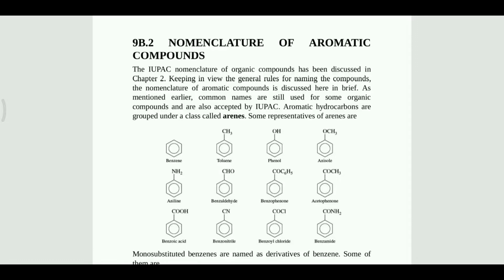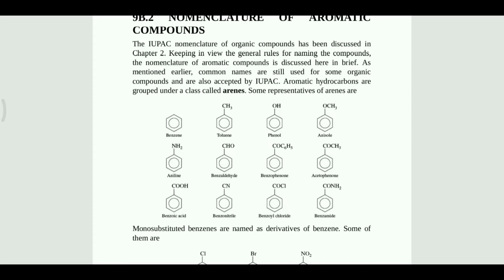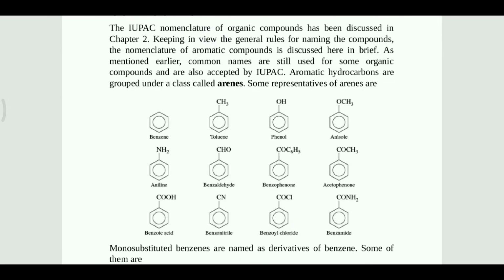We all know in aromatic compounds the first priority is benzene. Whenever we attach a CH3 group, an alkyl group, to the benzene ring system, that is called toluene. Addition of OH leads to phenol. Addition of OCH3, the ether group, is called anisole. And next, attachment of an amine group to benzene is called aniline.